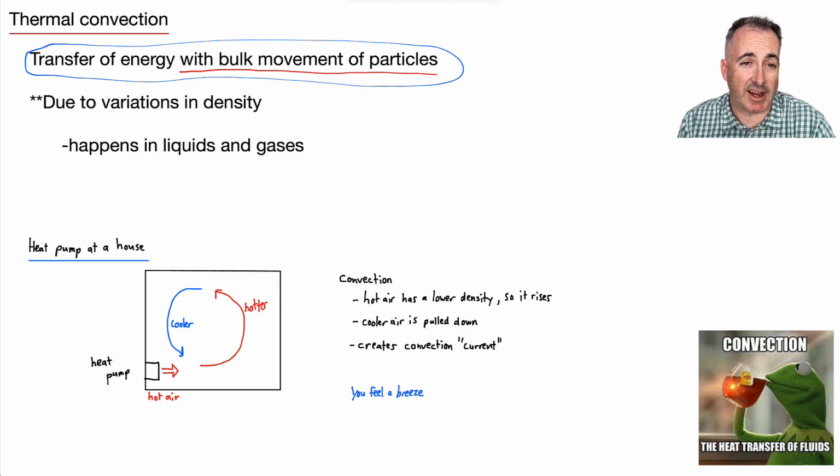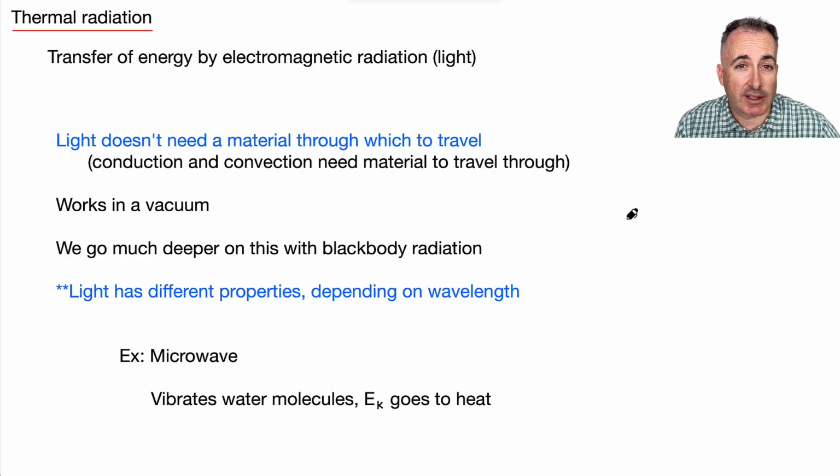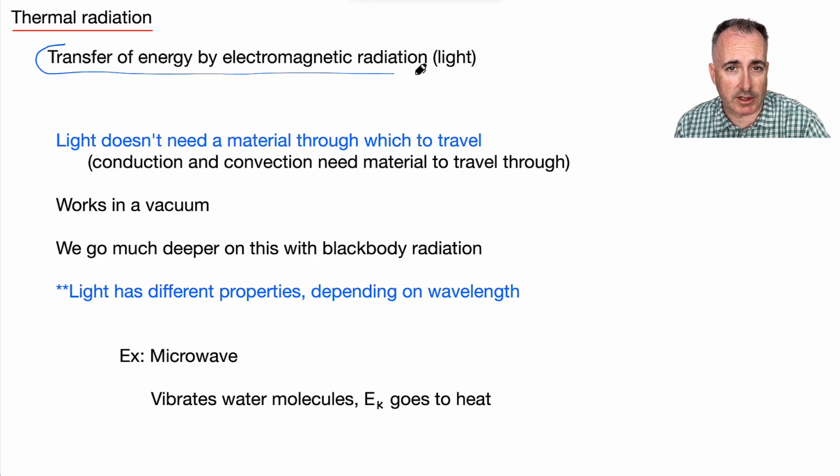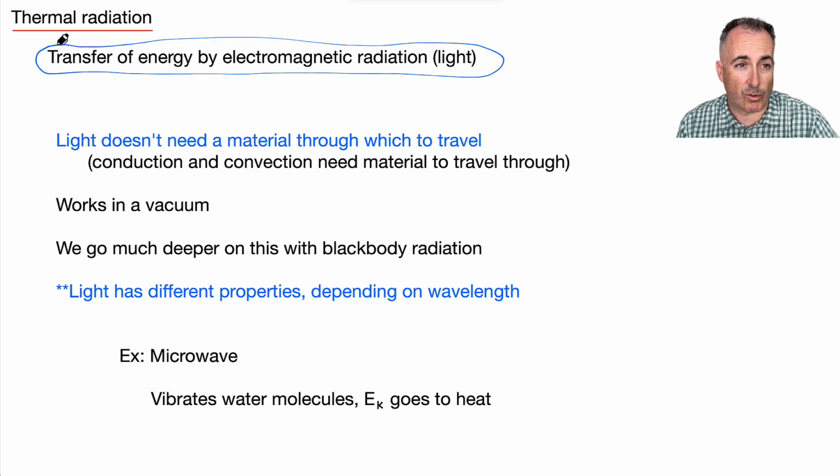Now, that can happen in air, but it can also happen in liquids as well. So there we go. So that's thermal convection. Now, last but not least is the third and final method of thermal energy transfer, at least that we're going to be discussing here, and that is going to be radiation.